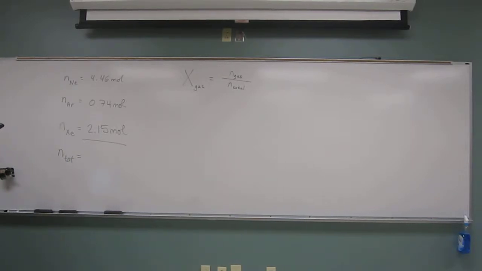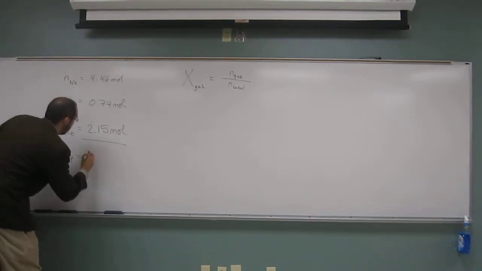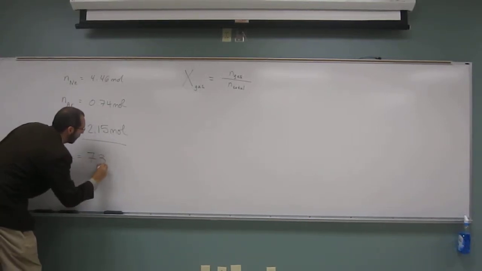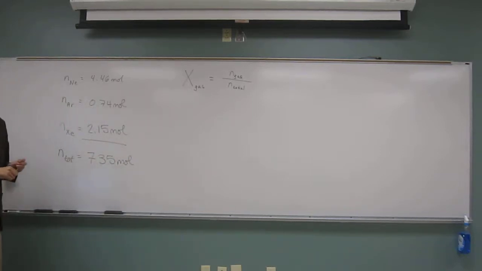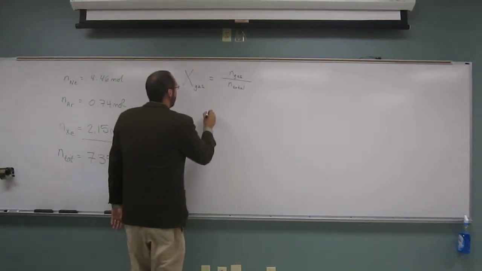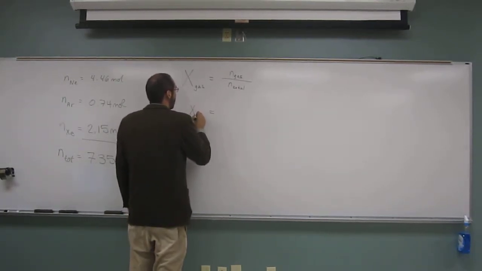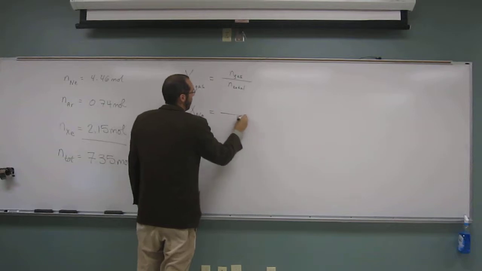4.46 plus 0.74 plus 2.15 gives 7.35 total number of moles. Is everybody okay with doing that part? So how do we figure out, well, what's the mole fraction of neon? What do we put on top?